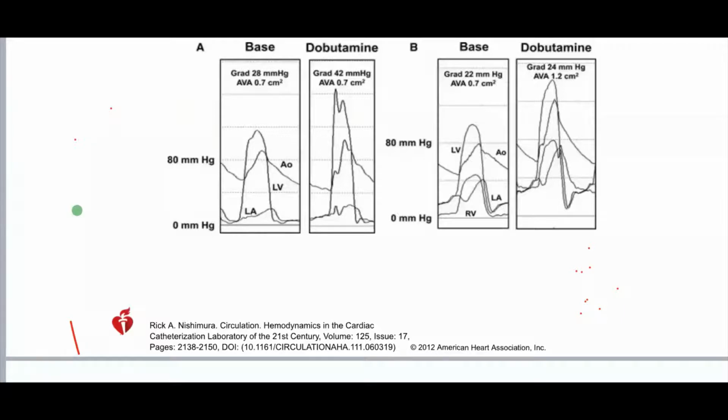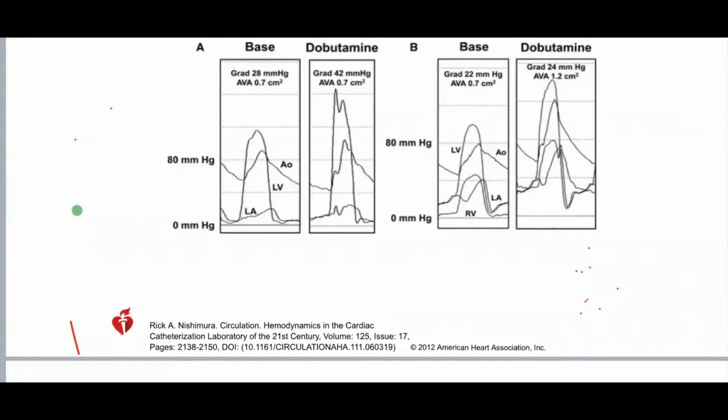So when you have low ejection fraction and you are suspecting severe aortic stenosis, but you fail to elicit a mean gradient of more or equal to 40, you will do the dobutamine echo. But they used to do the dobutamine cath, okay? And this is the dobutamine invasive hemodynamics. Compare the baseline with the dobutamine in A patient and in B patient.